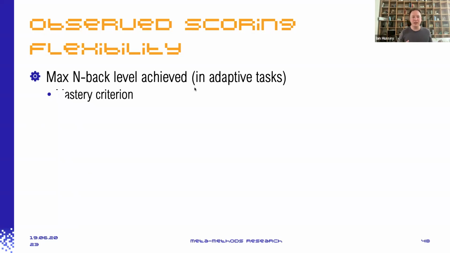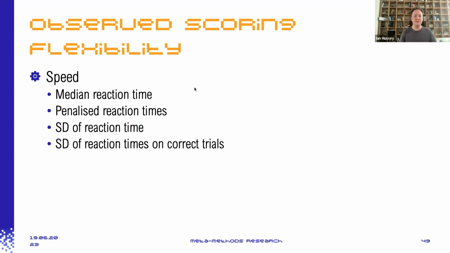Again, we see a really large degree of variation in the flexibility of how these tasks are scored. And these come again in multiple broad categories of how this can be done. So in adaptive tasks where participants only move on to a higher N in the N-back, the highest N reached can represent the final score. If I manage to meet a practice criteria or a mastery criteria on 3-back, I'm given a score of 3. But the mastery criteria itself can vary.